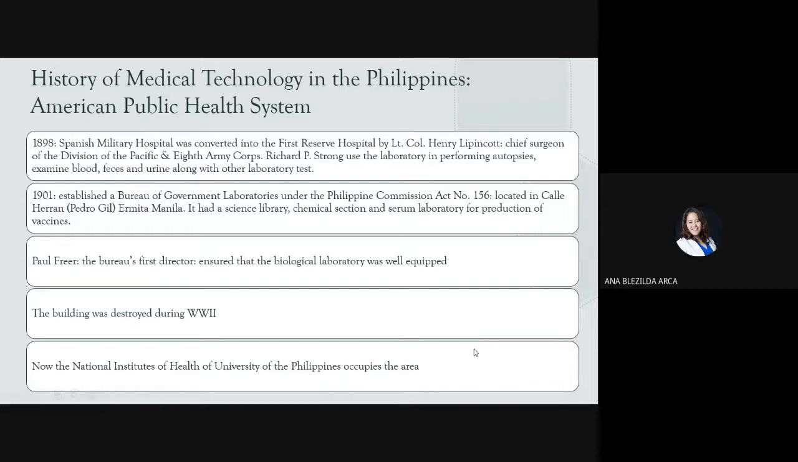Again, take note of the Bureau of Government Laboratories. Again, it is located in Pedro Hill, Ermita, Manila, or Calle Herrán during that time. That is a very big laboratory during that time. So, meron siyang library, chemistry section, and serum laboratory for production of vaccines.